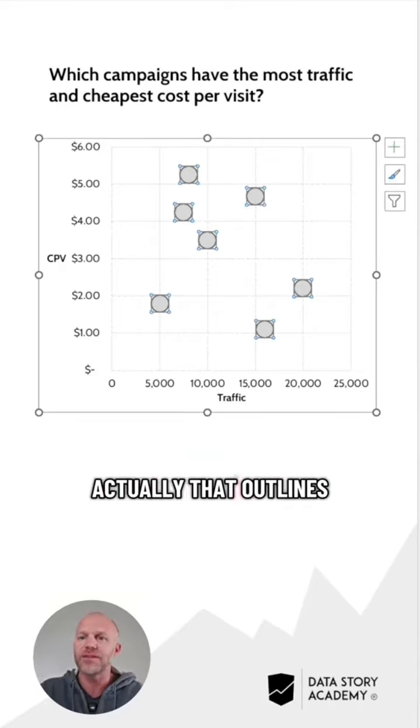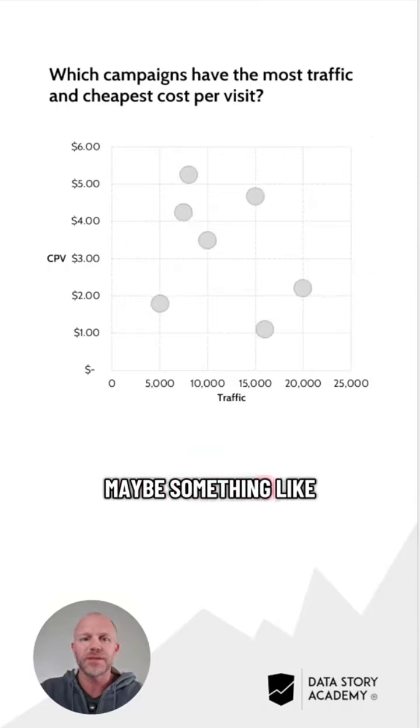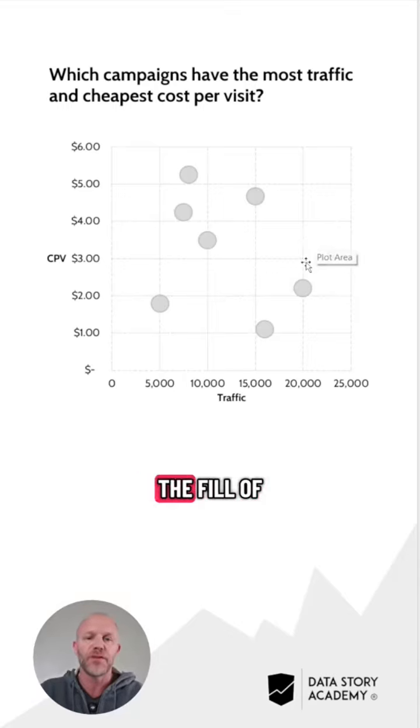Actually, that outline's a little too strong for me still. I'm going to make it even lighter than I selected, maybe something like that. Yeah, that's perfect. And so one of the reasons I'm using a fill with some transparency is so when you have a bunch of values on a scatter plot, it actually creates a nice visual clustering with all of the different circles. So there's a reason for using some transparency for the fill of the circles.